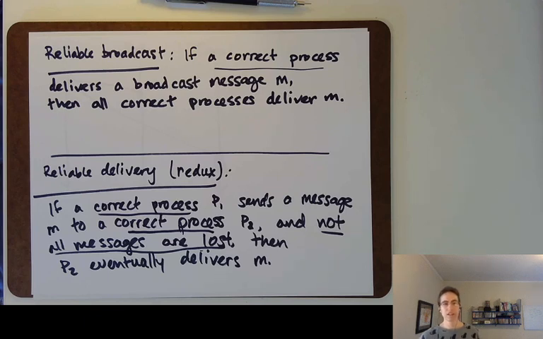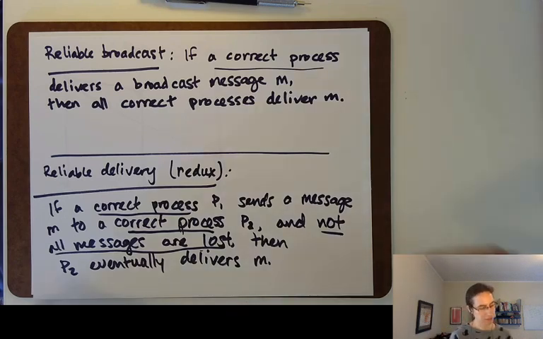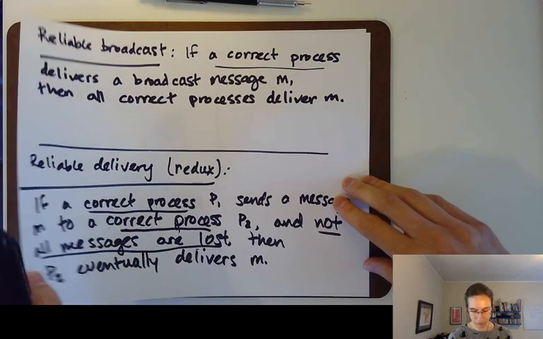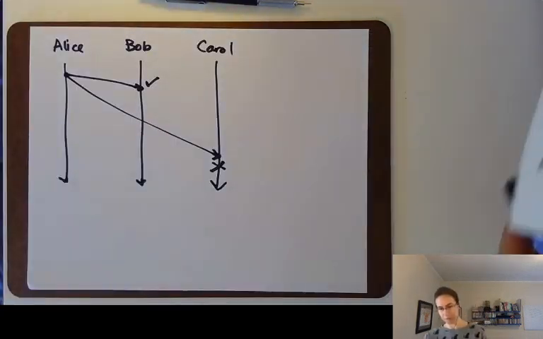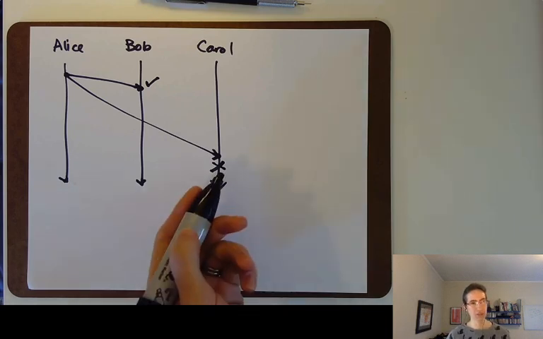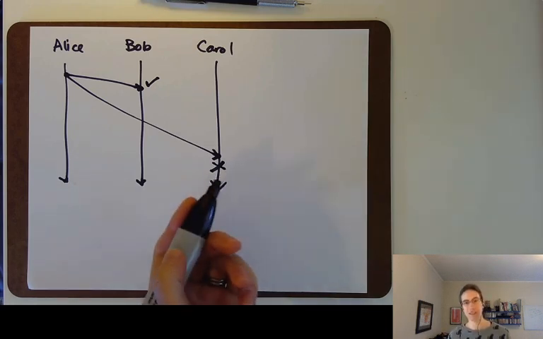Somebody's saying yes. Yeah, a couple people are saying yes. I would argue that it doesn't, right? Because it's about this correct process piece. So Carol crashed, so she's not a correct process. So it's okay that she didn't deliver the message, because the assumption is just that all correct processes eventually deliver the message. She didn't satisfy this premise of being a correct process.